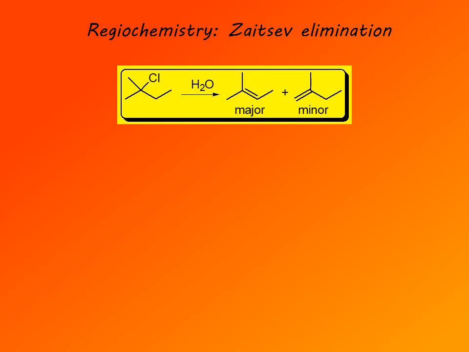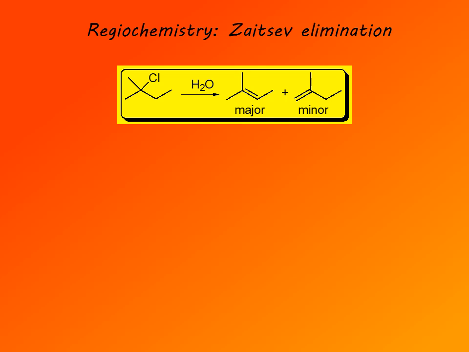Regiochemistry of an E1 elimination is always Zaitsev. Here is one example. Elimination from 2-chloro-2-methylbutane in water as a solvent gives 2-methyl-2-butene as the major product and 2-methyl-1-butene as the minor product.